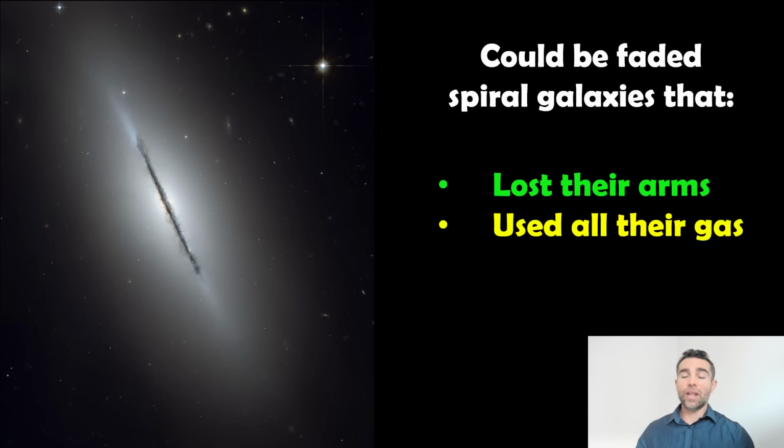So what are they? Well, it's likely that they're faded spiral galaxies. They've lost their arms and they've essentially used up all of their gas, or most of their gas, as the spiral galaxies have evolved. The spiral arms get more tightly wound and you get a redistribution of angular momentum, and you can lose the spiral arms, and they've used the majority of that gas to turn into stars. So that's kind of what is likely happening here, but they're still rotating as a disk.